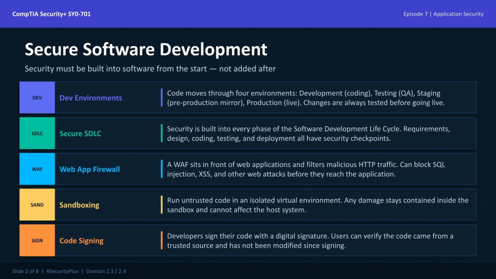A web application firewall sits in front of web applications and filters malicious HTTP traffic. It can block SQL injection, cross-site scripting, and other web attacks before they reach the application code. Sandboxing runs untrusted code in an isolated virtual environment. Any damage stays contained. Code signing allows users to verify that software came from a trusted developer and has not been tampered with since release.